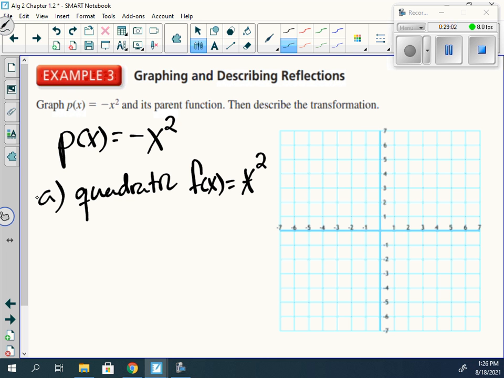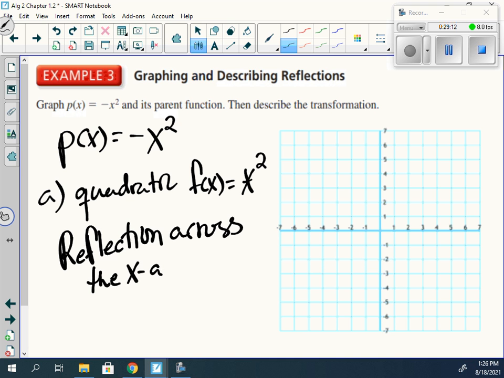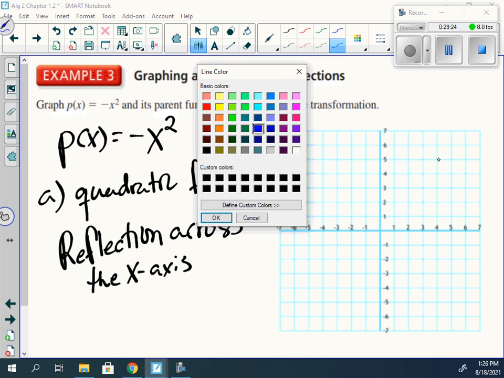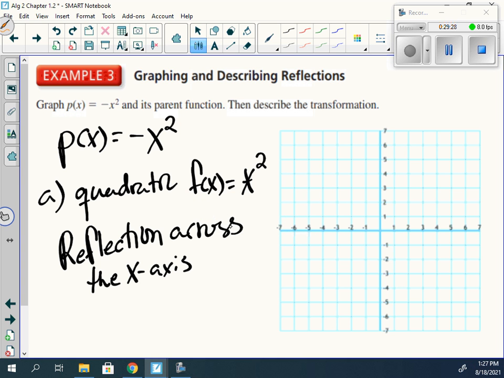So this here is a reflection across the x-axis. Let's see if I can get a different color.